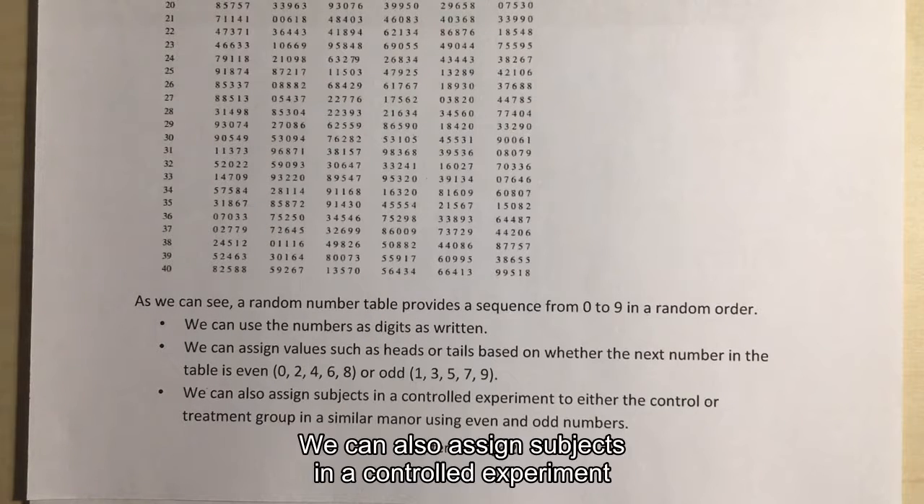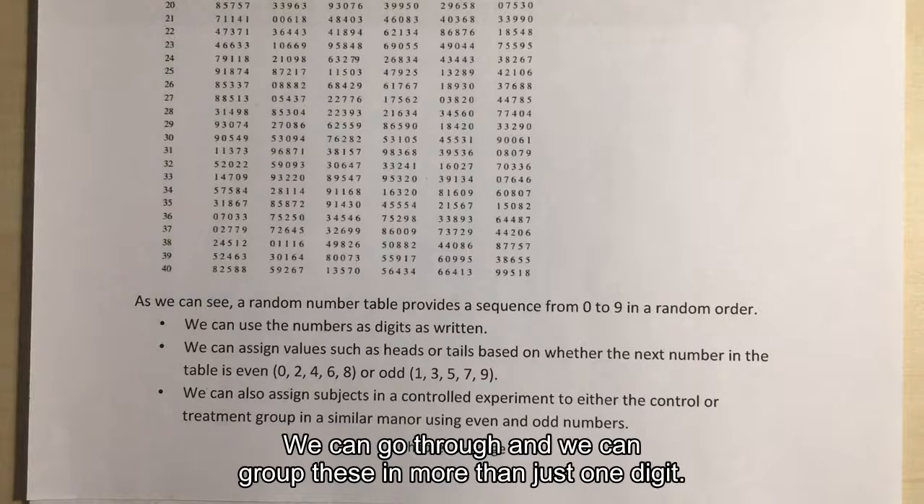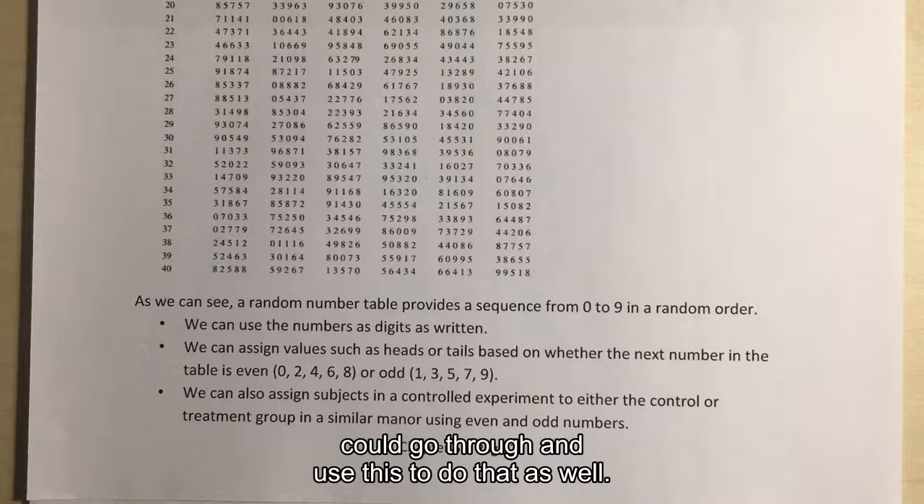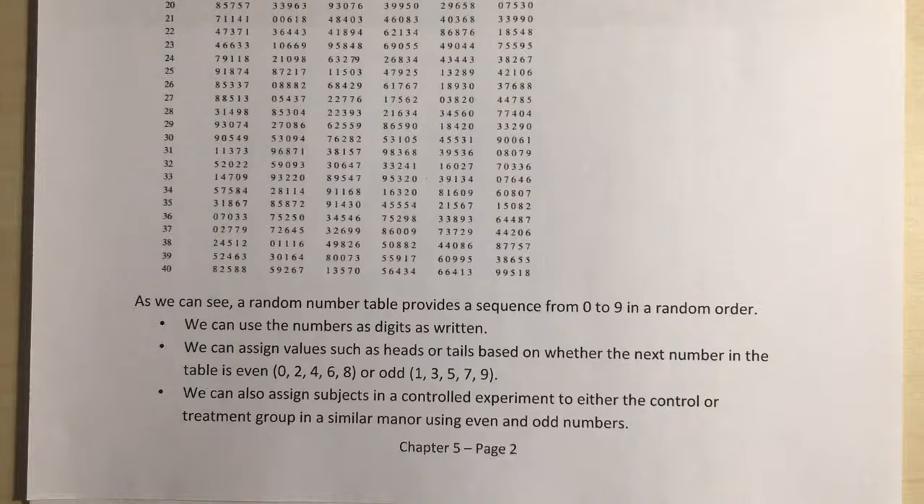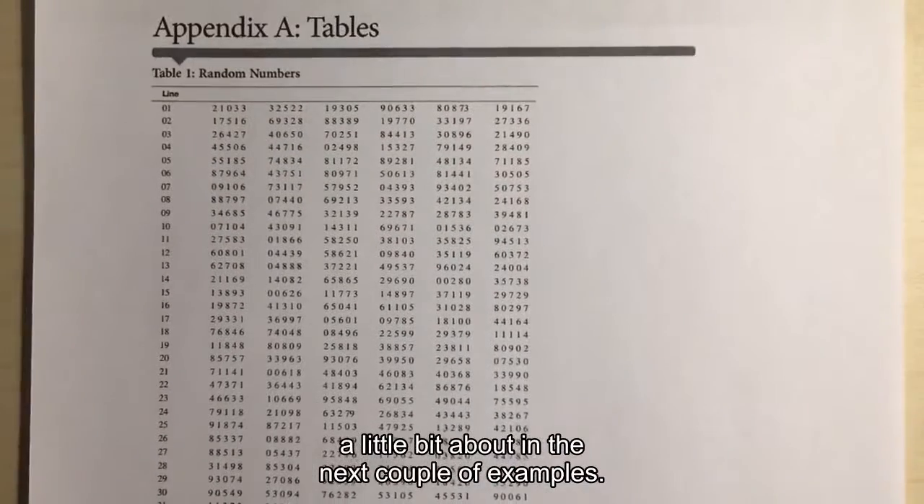We can also assign subjects in a controlled experiment to either control or treatment groups in a similar manner using even or odd numbers. And we can go through and group these in more than just one digit. So if we're looking for 2-digit numbers, we could go through and use this to do that as well. So our random number table, we're going to be talking a little bit about in the next couple of examples.